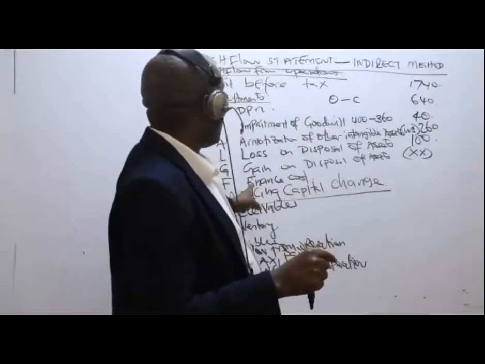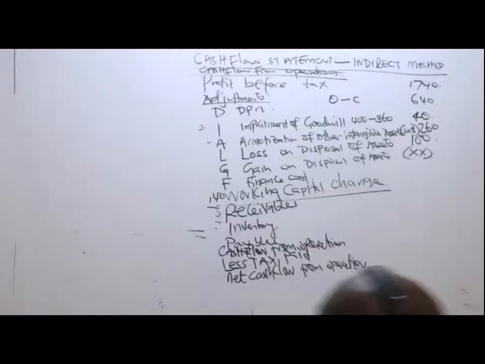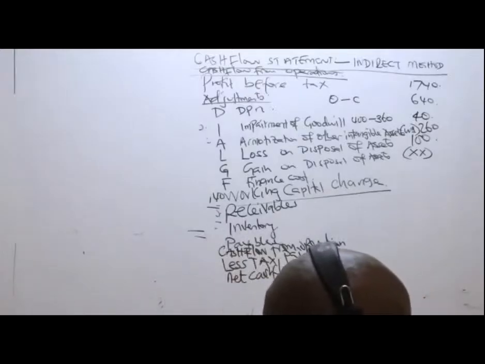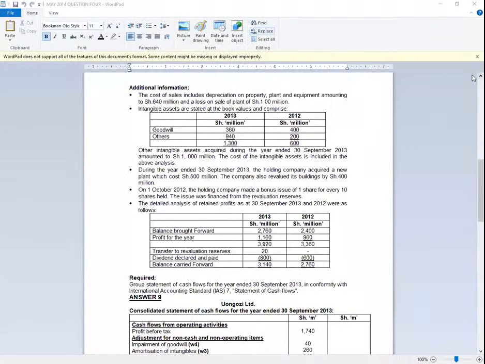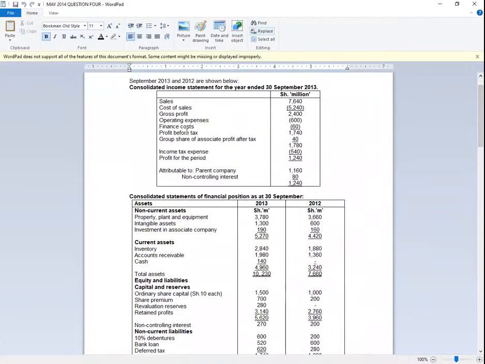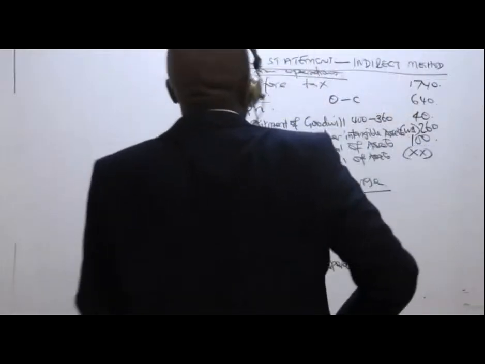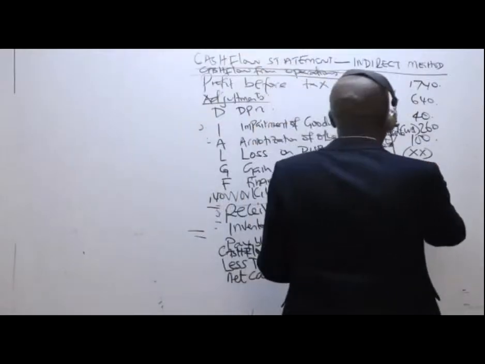From there, I want you to give me the finance cost, also known as the interest. The interest you take straight from your income statement. Finance cost is 60. Don't take it as negative. Remember, here everything we are adding apart from the gain. So please give us the finance cost of 60.